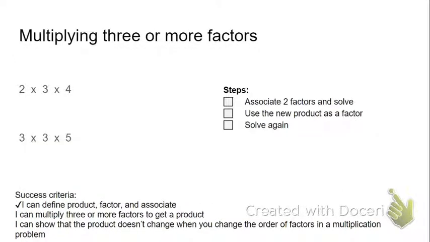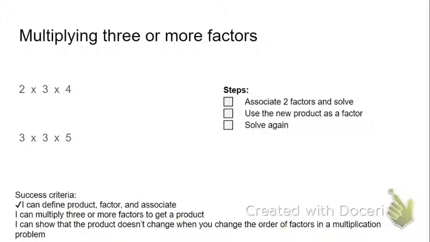Next, okay, so you should be able to define product, factor, and associate. Product is the answer to a multiplication problem. Factor is the numbers you multiply together. And associate means to group together. Okay, so now we're going to learn the next one. I can multiply 3 or more factors to get a product. Here are the steps. Associate 2 factors and solve is my first step.